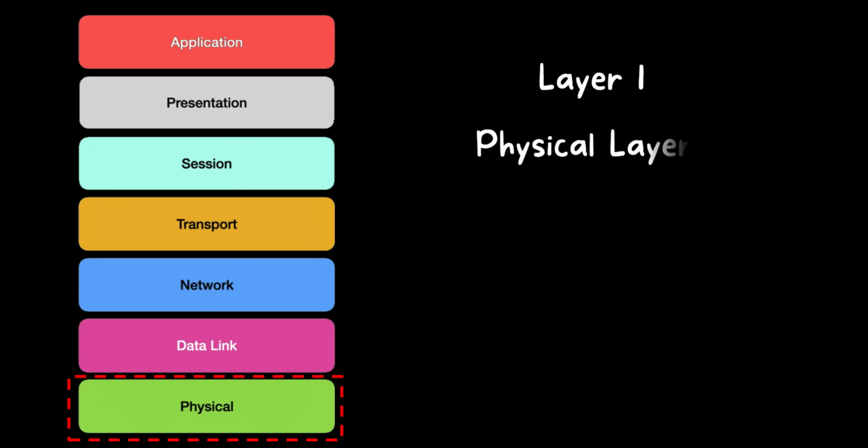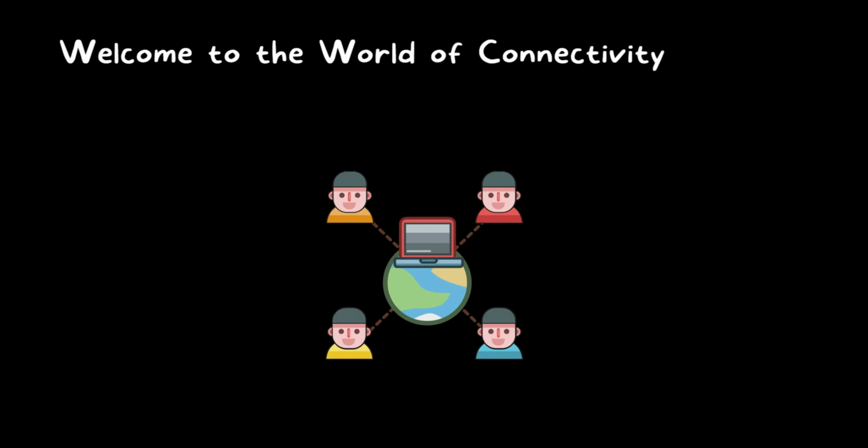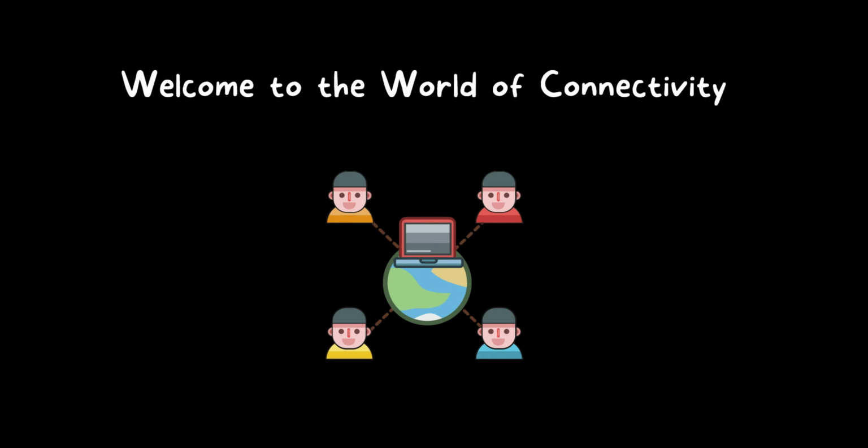In this chapter, we are going to talk about the layer 1 of the OSI model, that is the physical layer. Welcome to the world of connectivity.